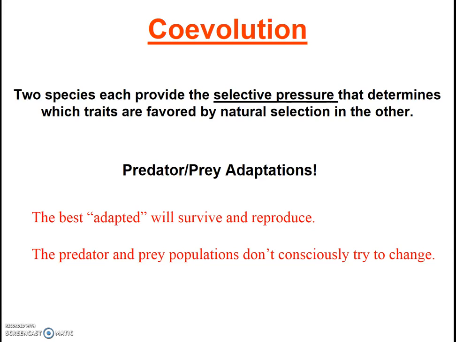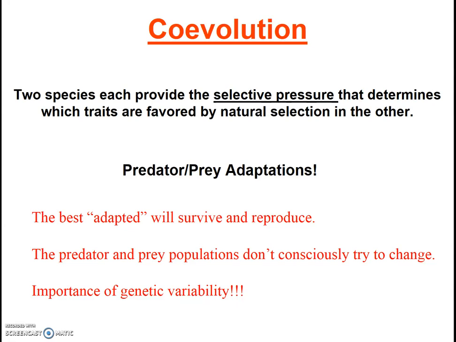Similarly, the predator doesn't consciously try to develop a resistance to a toxin. However, those who are not affected by the toxin, due to random mutation, would be better able to survive and pass along the desirable trait to their offspring.